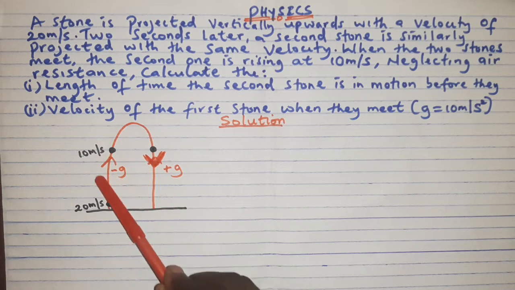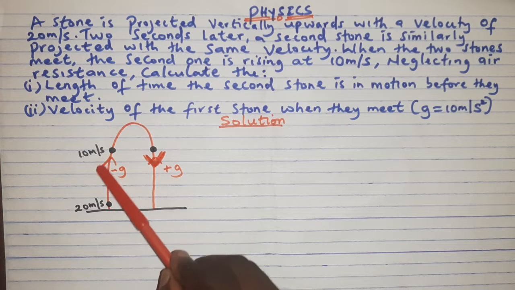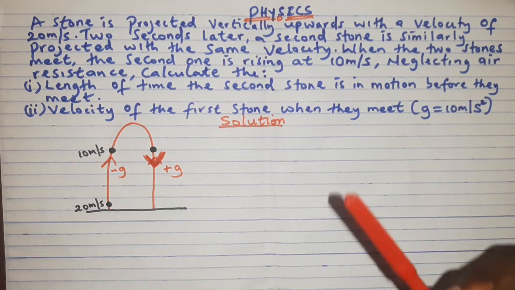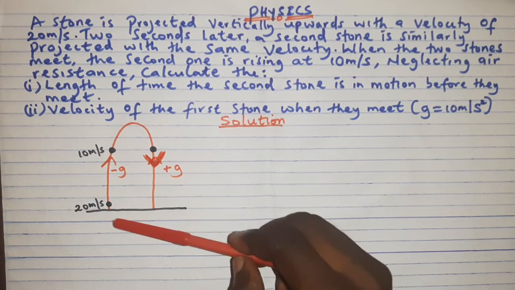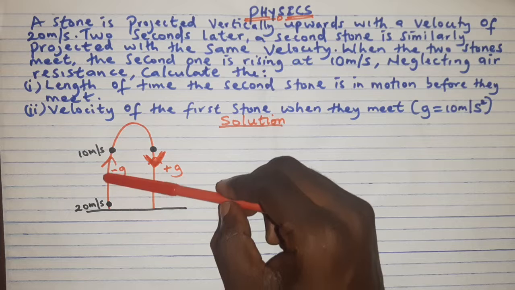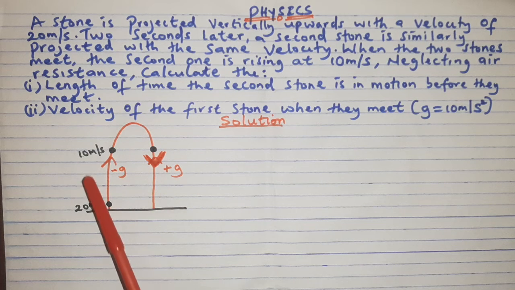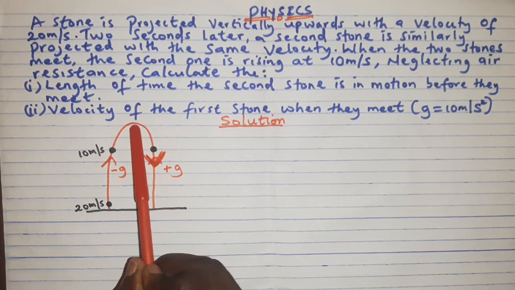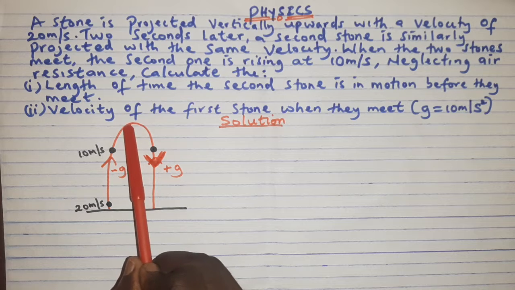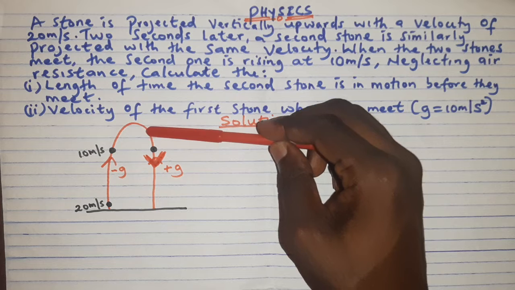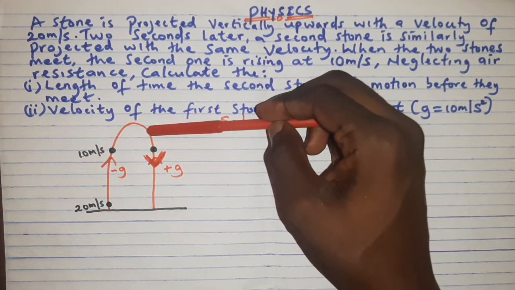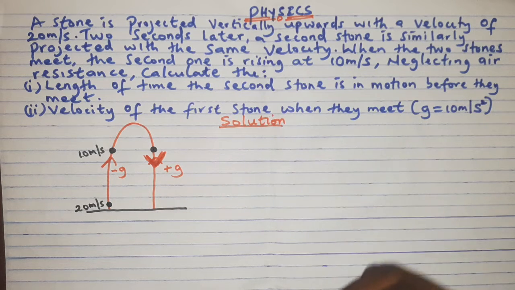Of course, the acceleration will be negative because it is now experiencing retardation. It means that the magnitude of the velocity is reducing as the stone is going up. It was 20, it reduced to 10. Then when it gets to the maximum height, the final velocity will be 0. Then when it's coming down, the acceleration is positive because the magnitude of the velocity will be increasing as the stone is coming downwards.